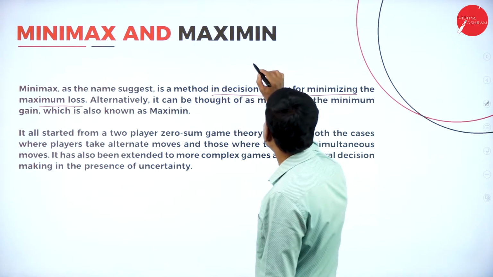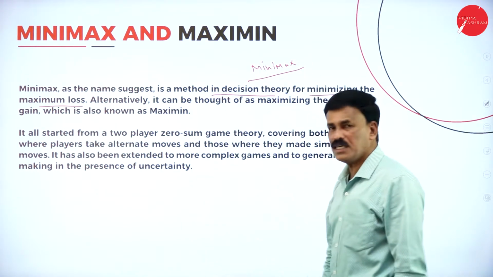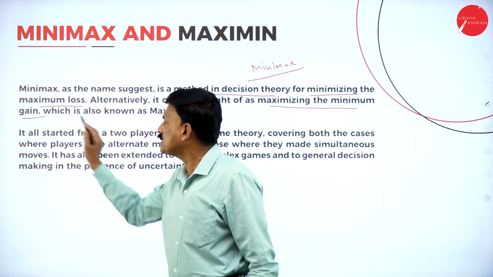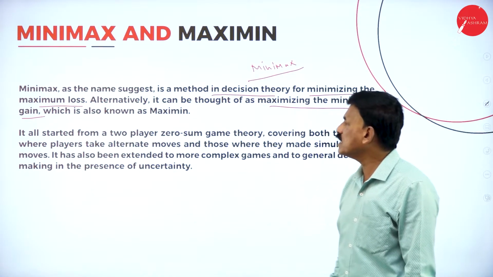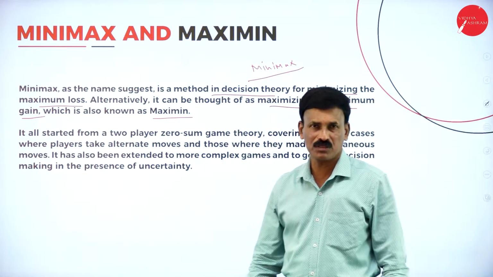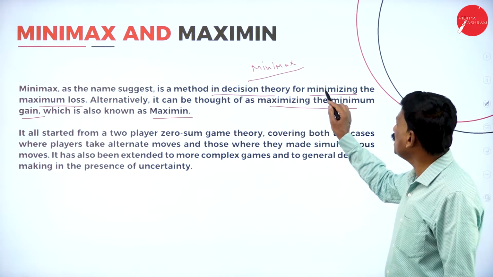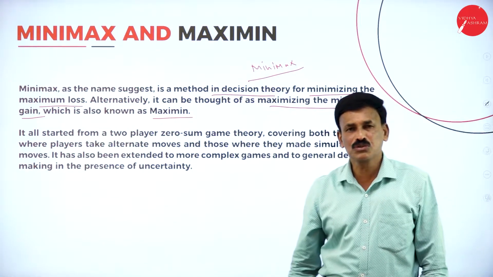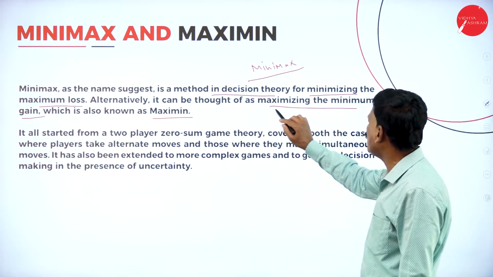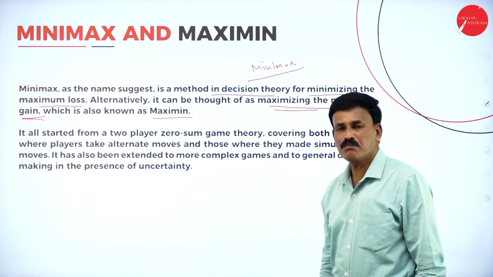That is called minimax. Minimizing the maximum loss. Alternatively, it can also be thought of as maximizing the minimum gain, which is also known as maximin. Maximizing the minimum gain, that is called maximin. So minimax is a method in decision theory for minimizing the maximum loss, and alternatively, it can be thought of as maximizing the minimum gain, which is also known as maximin.